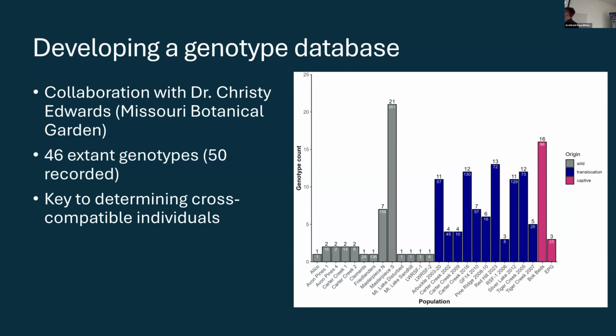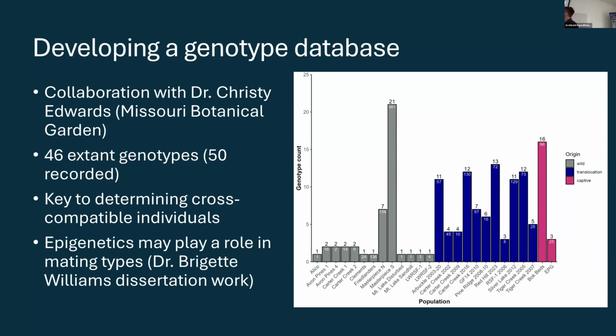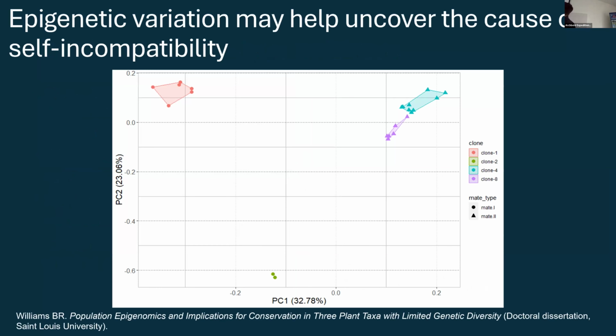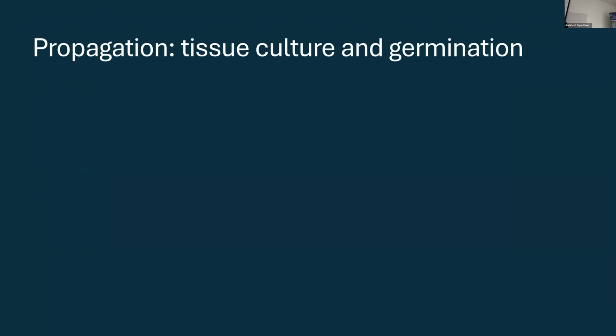Knowing these genotypes is really key to determining which ones are cross-compatible and able to produce offspring. And some more interesting work by Dr. Bridget Williams in St. Louis showed that epigenetics, so these are factors outside of the DNA, may also play a role in the mating type. This figure is essentially showing the different mating types of Florida Ziziphus in PC space and showing that they're differentiating epigenetically. This may ultimately lead us to potentially some genetic markers that we've been in search of that could be controlling self-incompatibility.